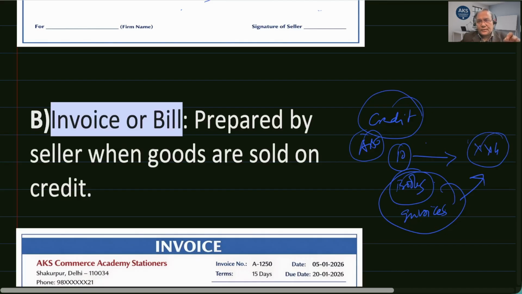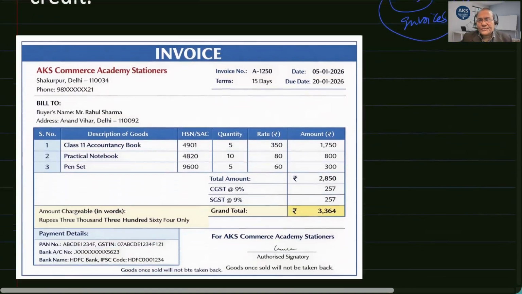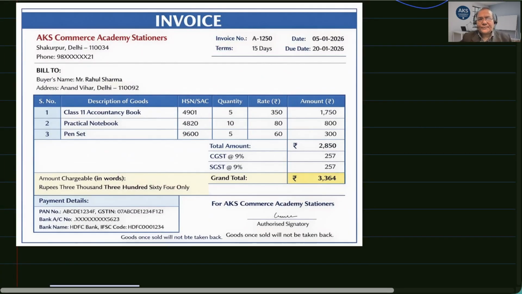So in the buyer's books, on the basis of the invoice, the accountant will enter in the books of account. Now, what is the format of an invoice? This is the name of the firm, the supplier, then the buyer's name to whom it is sold, and the address. What all books have been sold, at what price per unit, and the total amount which is to be paid.